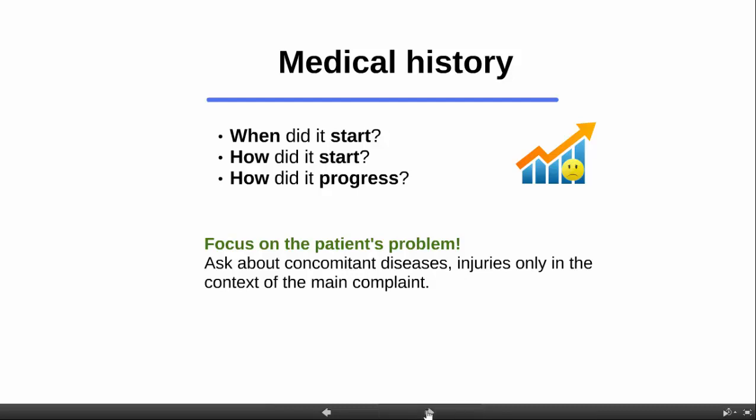Ask about the other diseases, injuries or other problems only in the context of the main complaint. In our case, we didn't ask the patient about medical history because it was clear before.